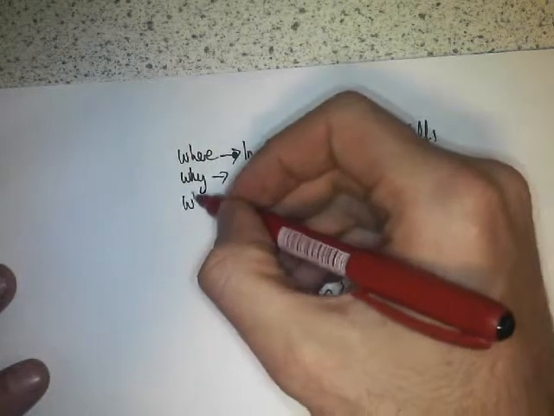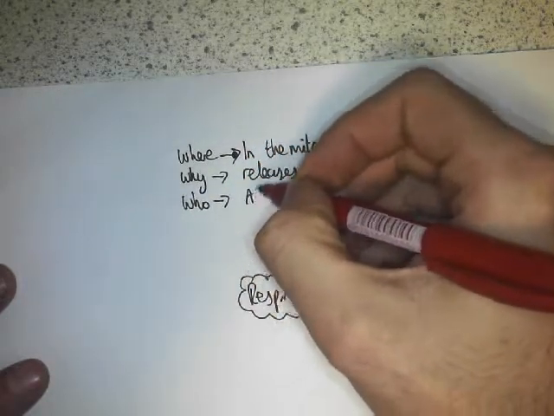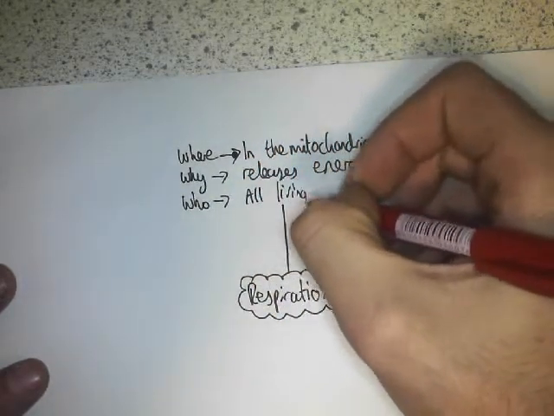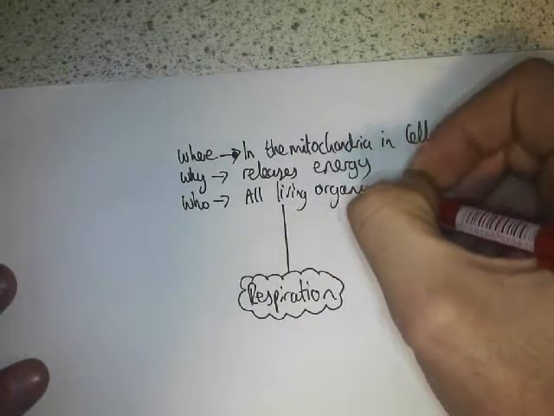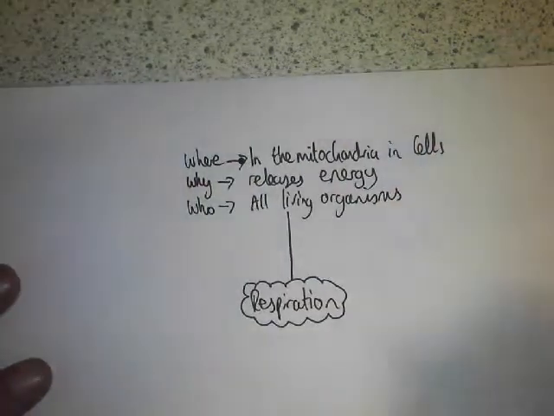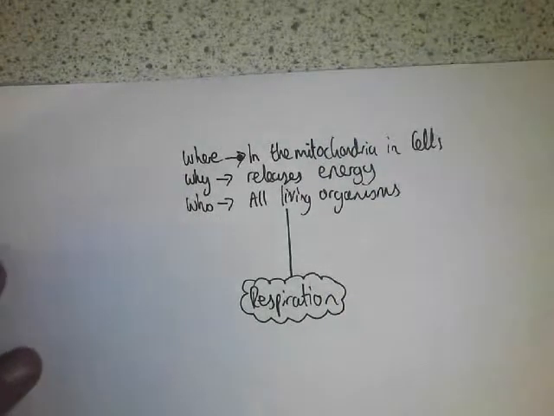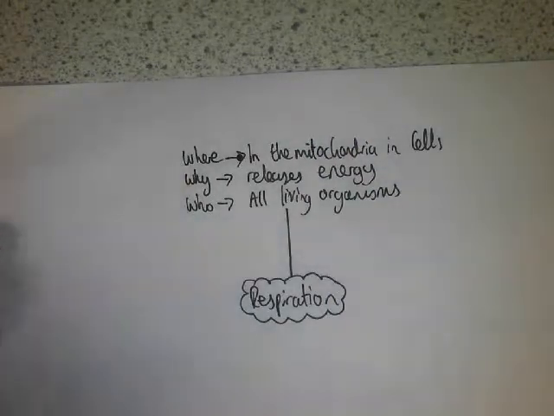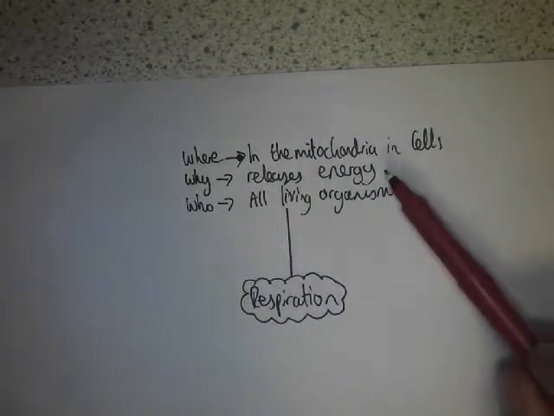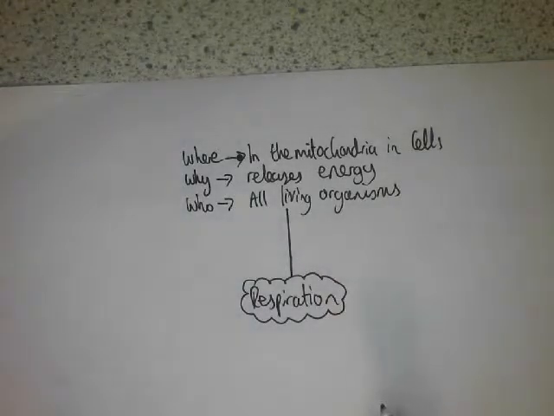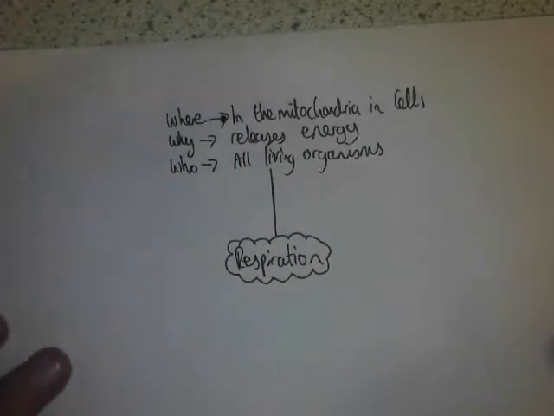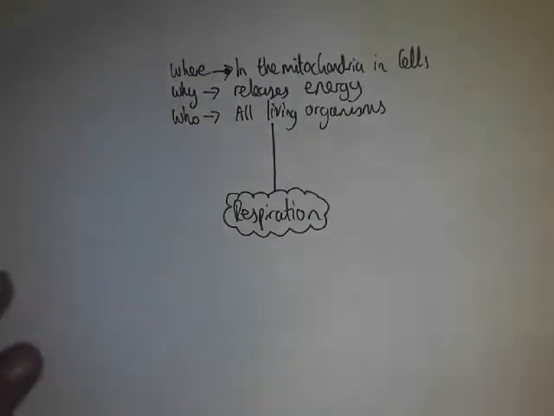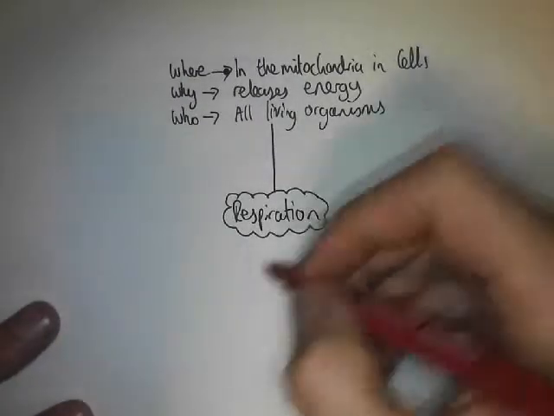Okay, so who does it? All living organisms. And that includes plants. So where does it take place? Why does it take place? Who does it? Okay, there's two different types of respiration that exist that you need to know about.